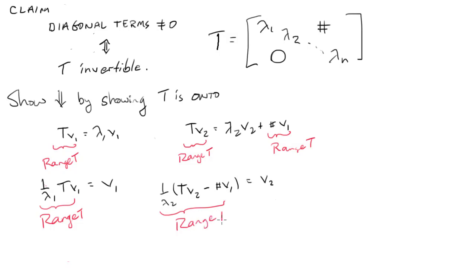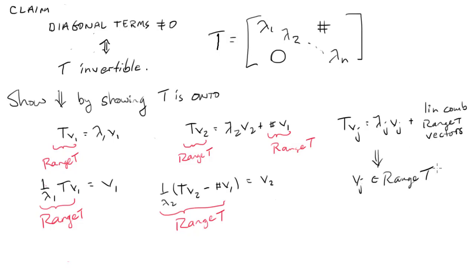You just continue this process. So for any j, you can do the exact same thing. A scale of Vj plus linear combination of the preceding elements, which are all range elements, throwing everything to the left-hand side except for Vj. Vj has got to be in the range. This is true for every j, so it's true for the whole basis. The whole basis is in the range, and T is onto.